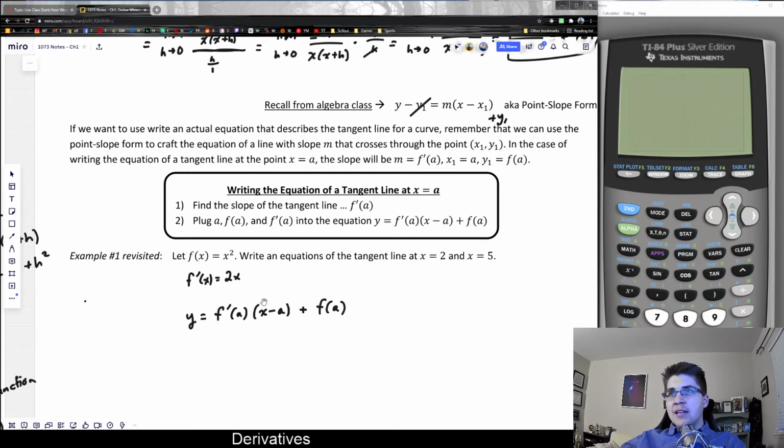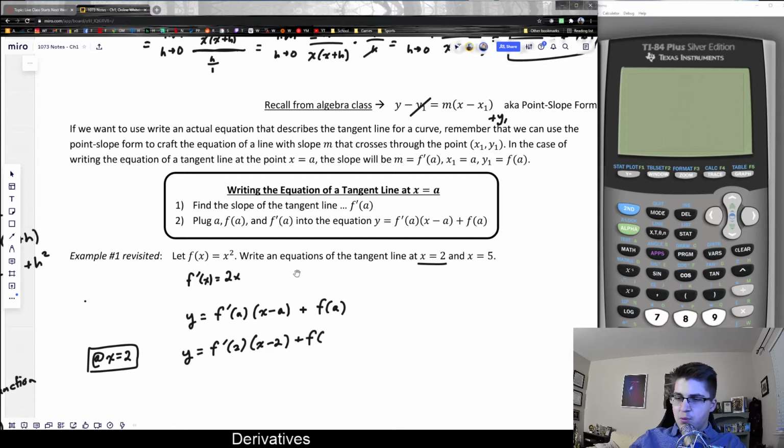And basically, all I need to know is, well, what's a, what's f of a, and what's f prime of a, and that depends on where I'm asking. So we could start off by saying, well, what about at x is equal to 2? This would just be a in this example. So what I want to do is figure out what is f prime of 2, times x minus 2 plus f of 2. Basically, just plug into there. And now I just need to solve all of this stuff.